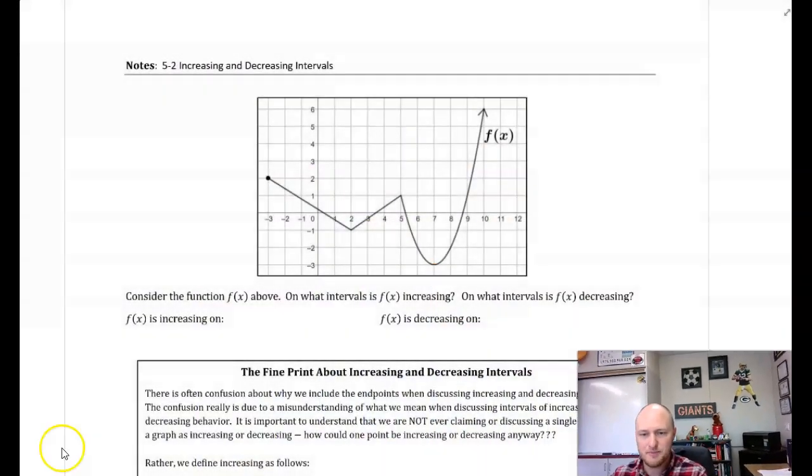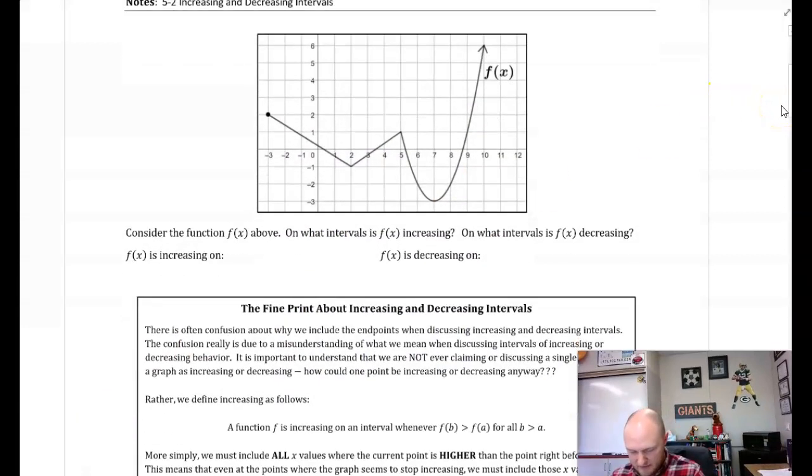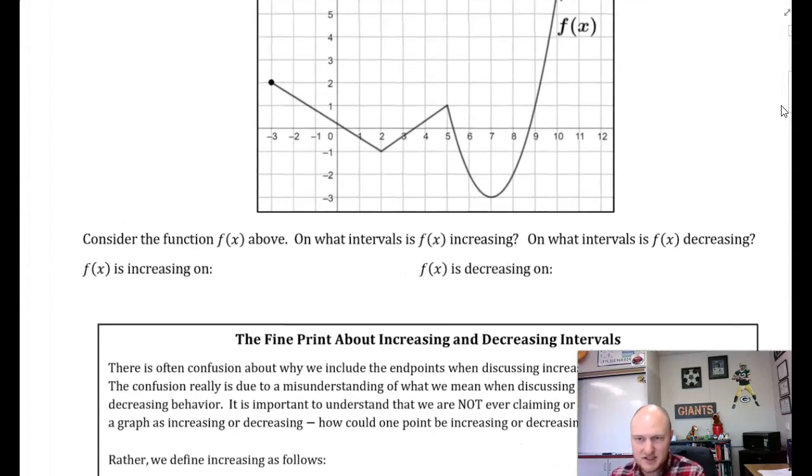Welcome to this video. This is 5-2, and in this video we are going to talk about increasing and decreasing intervals of a function using calculus. We're going to start off looking at a graph here, f of x, and it says consider the function above. On what intervals is f of x increasing? On what intervals is f of x decreasing?